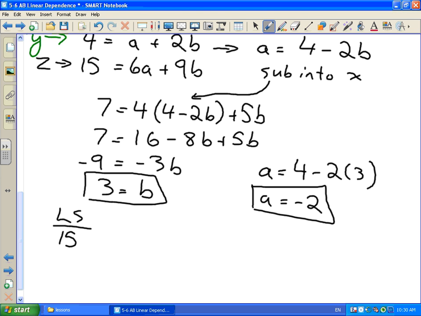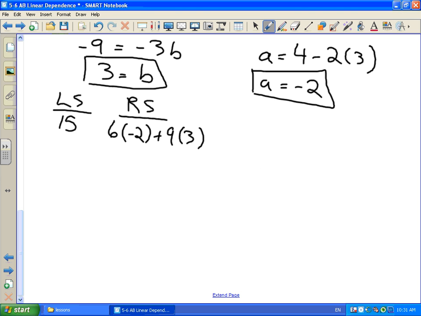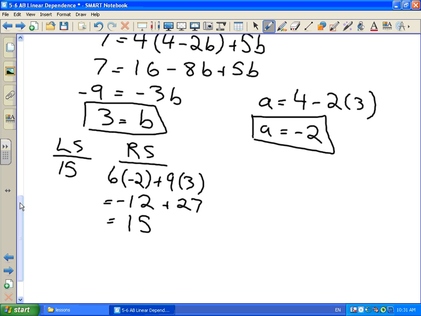We've got 15 on the left side. On the right side, we've got 6 times negative 2 plus 9 times 3, which is going to give us negative 12 plus, sorry, plus 27. Which, yeah, sure enough, gives us 15. So let's say we'll check this in our z equation.